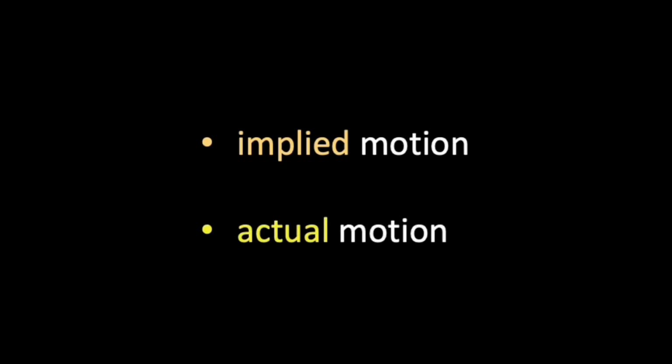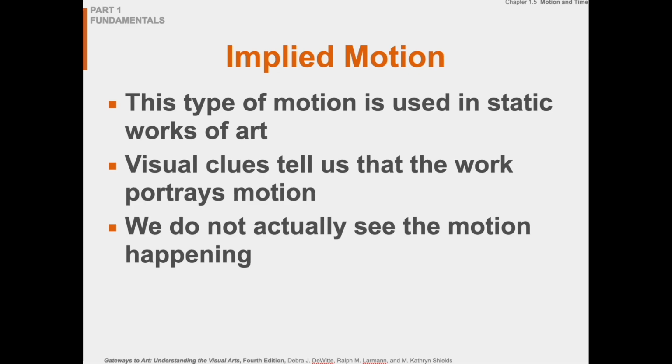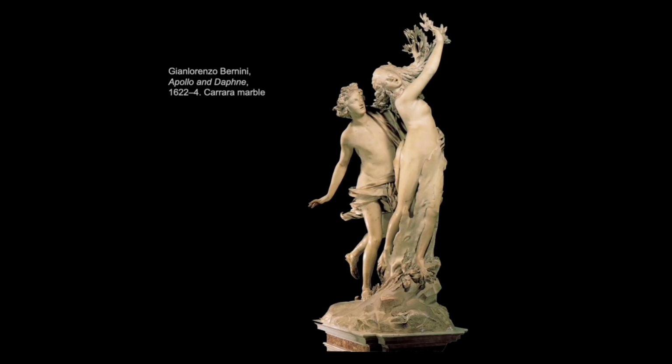So again, implied motion and actual motion are the two kinds of motion we're going to talk about today. Let's start with implied motion. This type of motion is used in static works of art. Its visual cues tell us that the work portrays motion. We do not actually see the motion happening though. So they're static. Let's take a look at this.